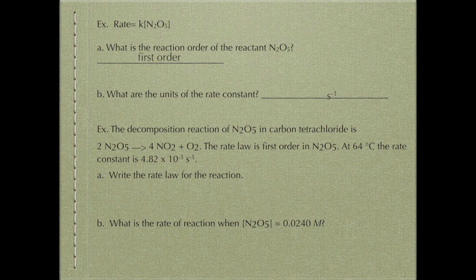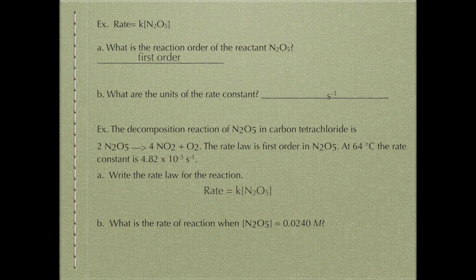Okay. For the next question, it tells me that I have this reaction. It gives me my rate constant. And the first thing it says is write the rate law for the reaction. Well, unless it tells me what the order is, I don't know it. You cannot just look at your reaction, but notice it does say that the rate law is first order. So I'm going to write my rate law. It's going to be rate equals my K times the concentration of N2O5 because N2O5 is first order.